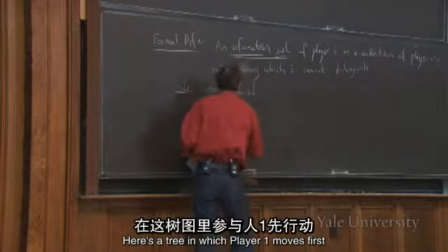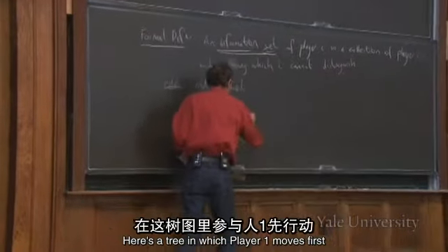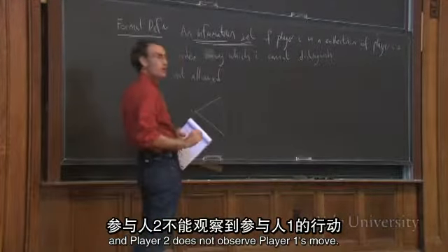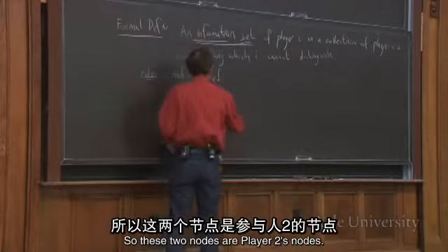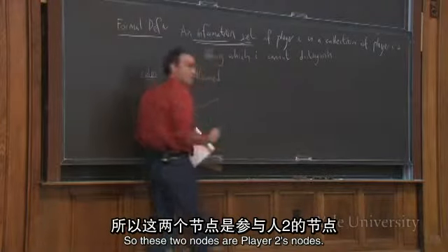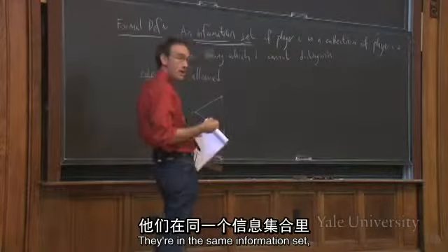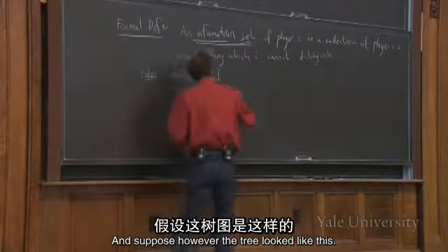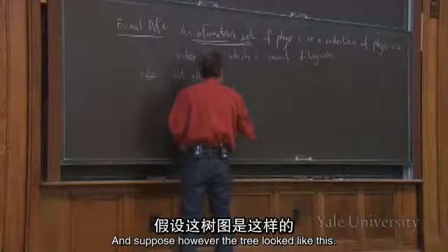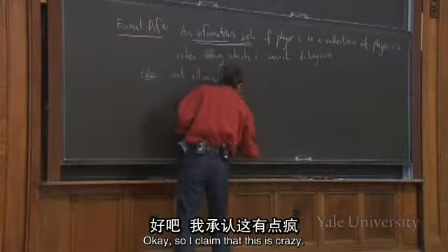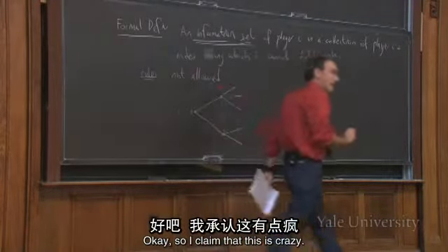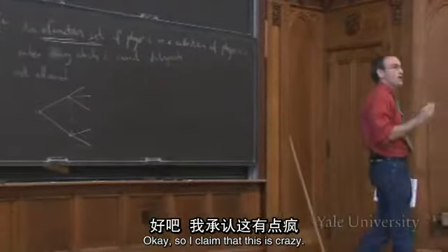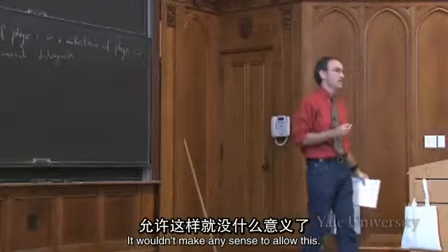Here's a tree in which player one moves first, and player two does not observe player one's move. So these two nodes are player two's nodes in the same information set, which means player two is not meant to be able to distinguish between these two nodes. And suppose, however, the tree looked like this. I claim that this is crazy. We couldn't allow this. It wouldn't make any sense to allow this.